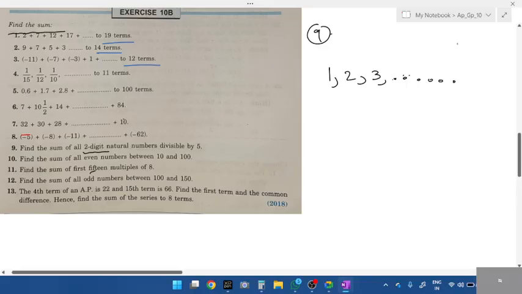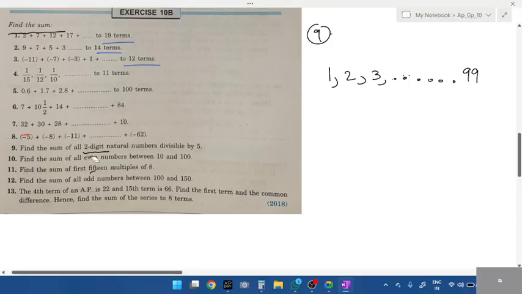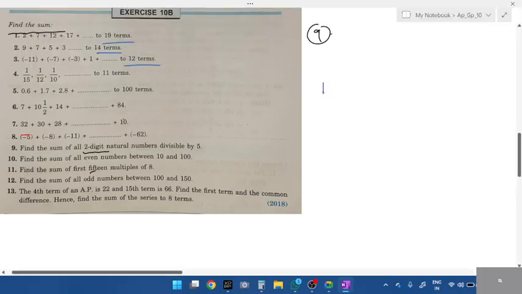What is a three digit number? Find the sum of all two digit natural numbers, students. First read the question properly. Natural number starts from 1, 2, 3, up to, you can't keep writing all the values. What is the last two digit number? They've told us to add all two digit natural numbers. What is the last two digit number we have?